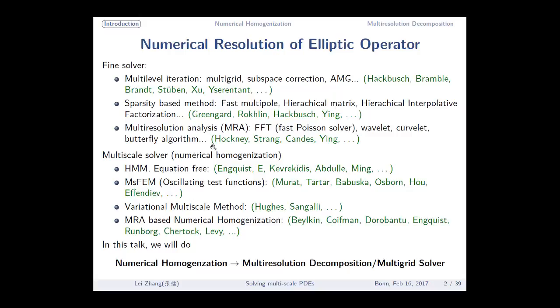There are a lot of methods to solve those problems, and there are two types. One is the fine-scale solvers, and the most important method is probably the multi-level method: multigrid, subspace correction, AMG. There are also other types of methods, hierarchical matrices and multi-resolution analysis, because if you have a wavelet decomposition it's very natural to have multi-resolutions, and you can think about using that for coarse graining or homogenization. People have already tried that, but it does not work very well, I would say.